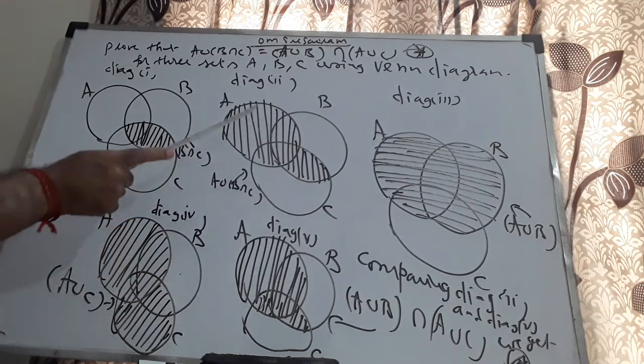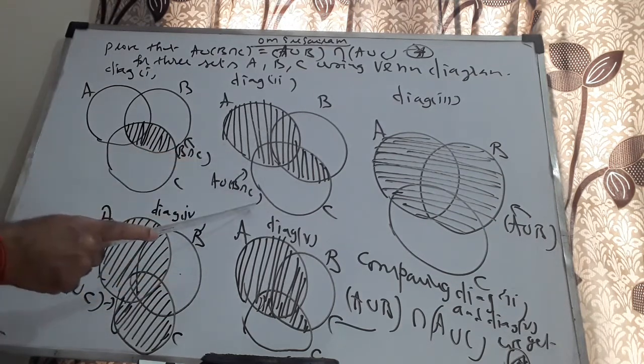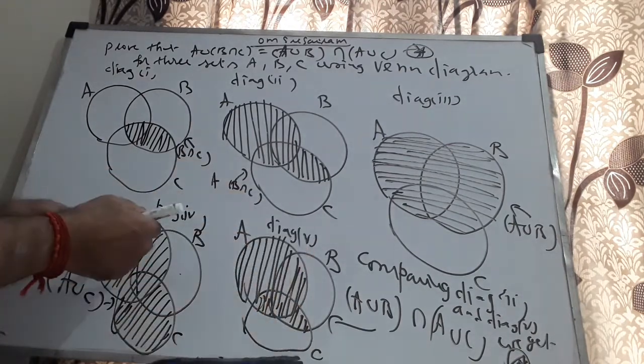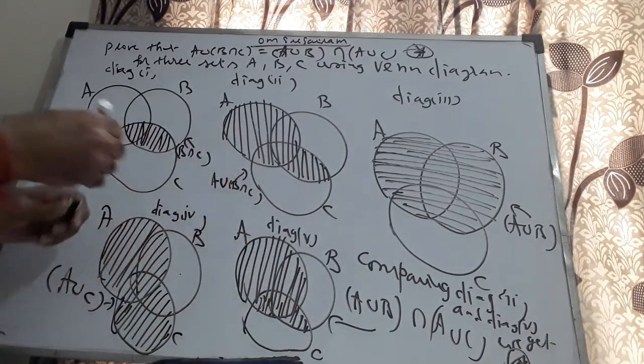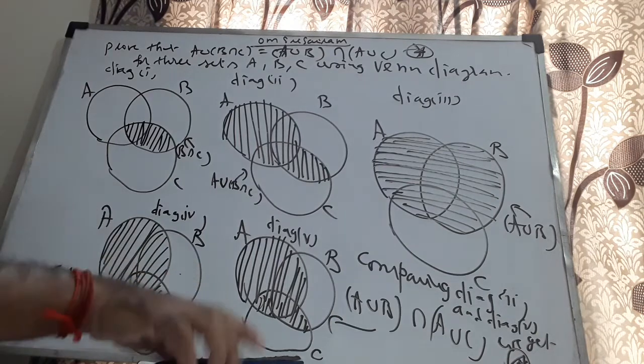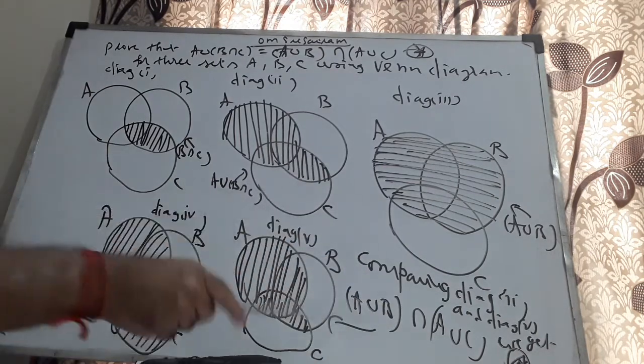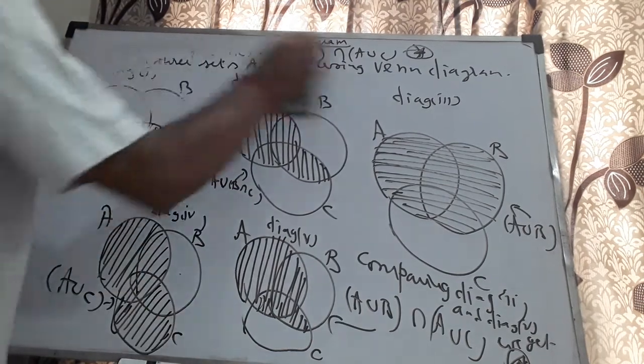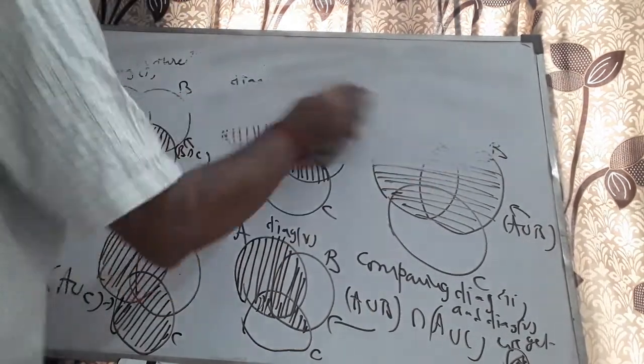Now compare diagram 2 and diagram 5. This is A union (B intersection C). Now this is (A union B) intersection (A union C). I have the common shading. Therefore, they both are equal.